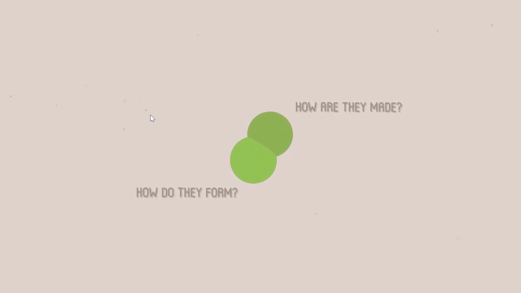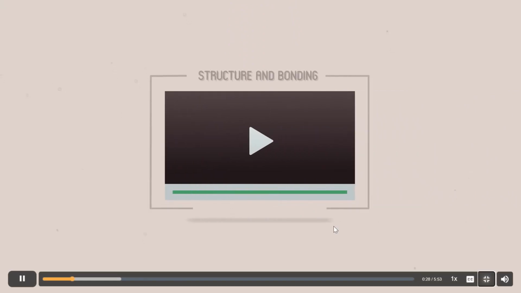In this video, you are going to learn about covalent bonds, how they are made, and how they form. If you haven't seen it already, first have a look at our video, Structure and Bonding.